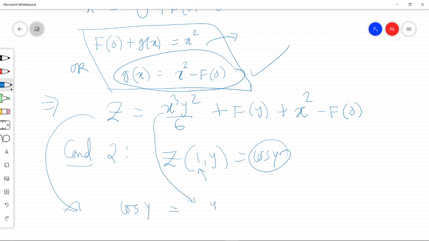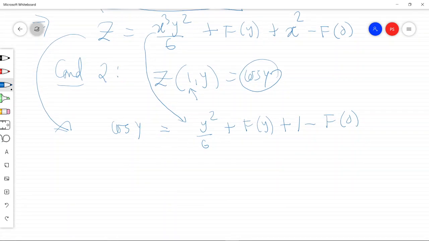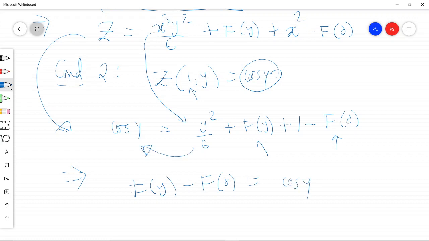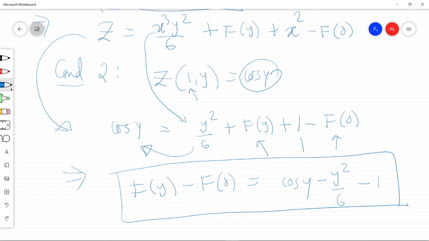So this gives us y squared by 6 plus f of y plus x squared, which is 1 squared, is 1, minus f of 0. So this gives us an expression for f of y minus f of 0. F of y minus f of 0 is simply equal to cos y, this term shifted to the other side becomes negative, this term shifted to the other side becomes negative, so minus 1. So this is another relation which we have derived using condition 2.